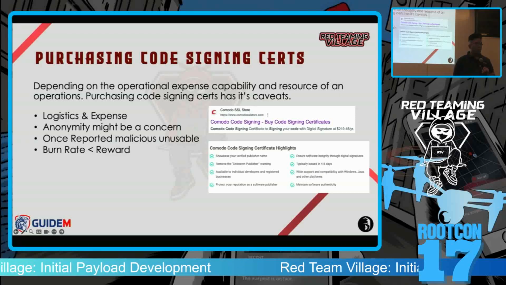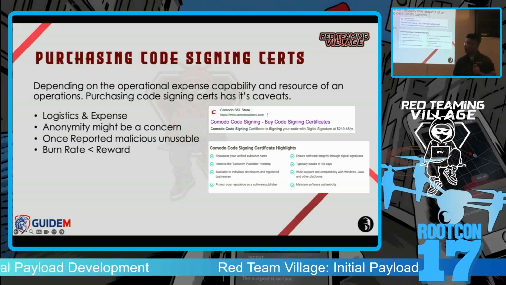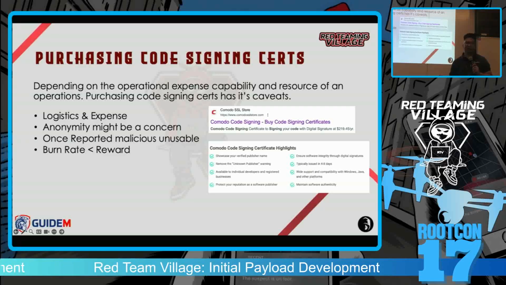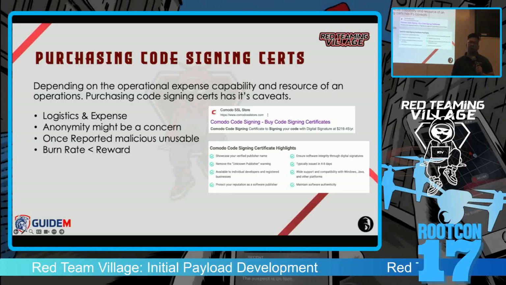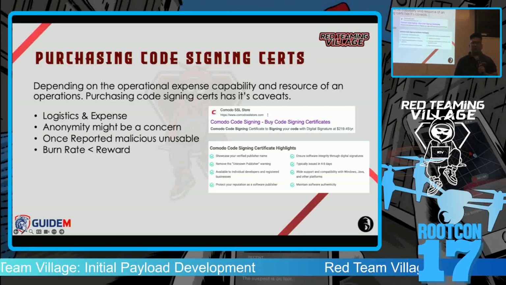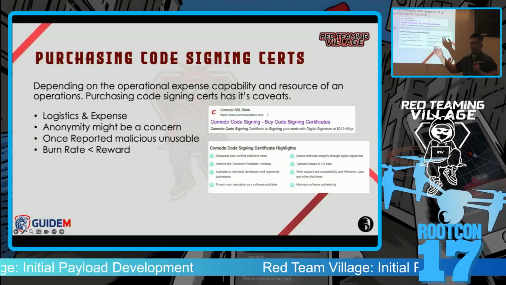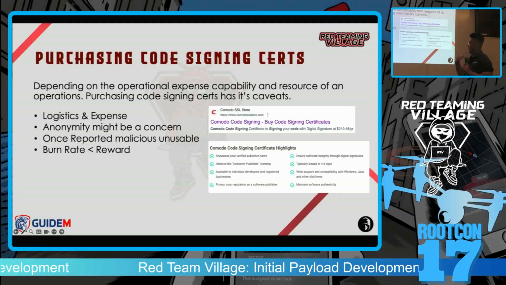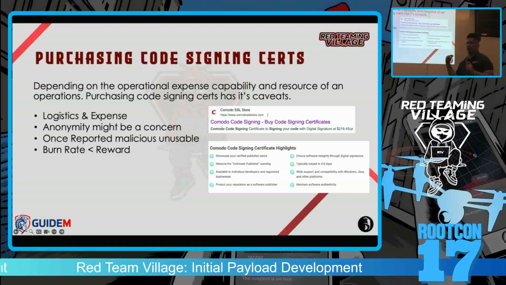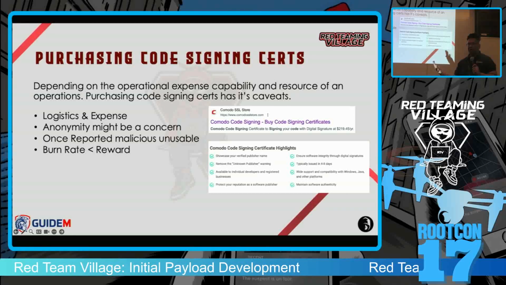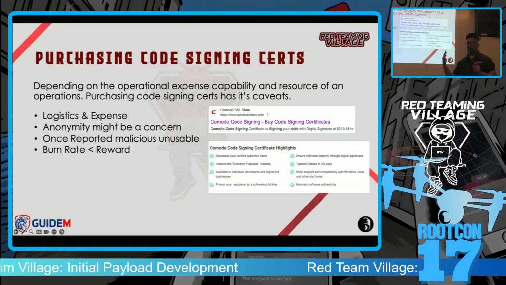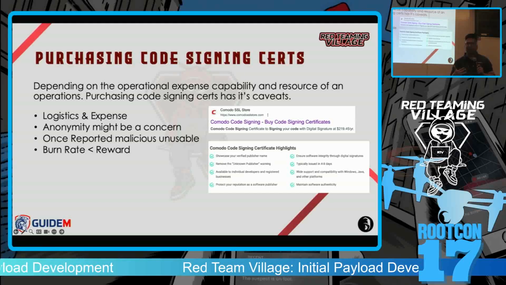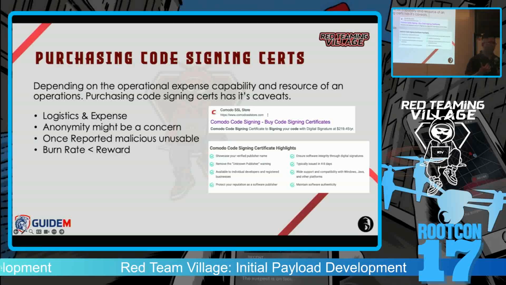So let's say that in your operations, someone reported your binary, your digital signature. So it would get blacklisted. Wasted money for the operations. But some red teams have a burn rate ratio, wherein it's okay if our code signing certificate gets blacklisted, we can just purchase again.